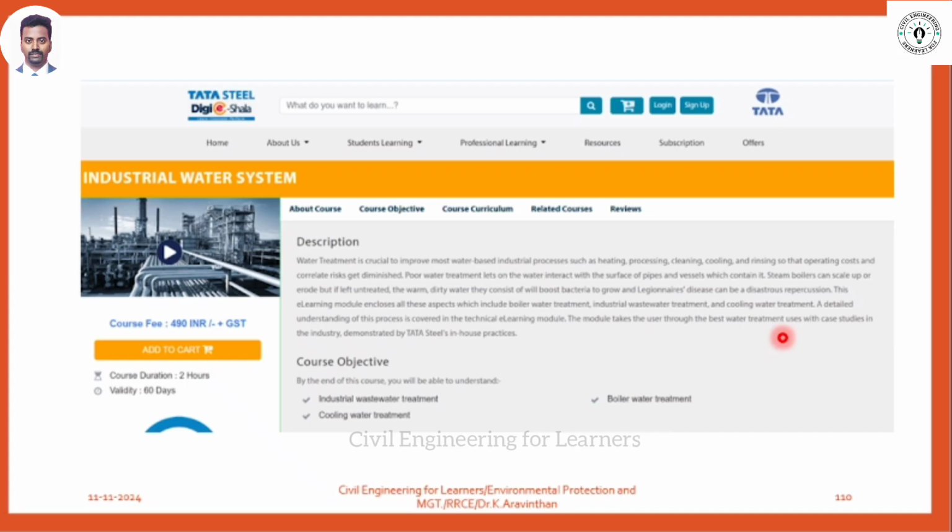You can go to this website. Tata Steel Digital eShala is providing internships for the students. If you want to work with Tata Group, go to this website and you have a number of courses offered. Can you see this? The course objective they have given: industrial wastewater system. Since Tata Steel is also available, for working in that company, they give this training. So you take this course, you will get employment in this industry, the Tata Steel industry. Can you see the duration of the course? 2 hours. If any requirement arises in that organization, they immediately offer this kind of people.